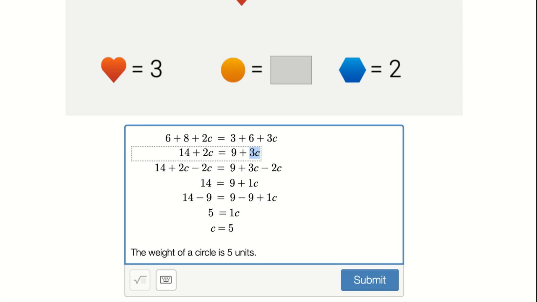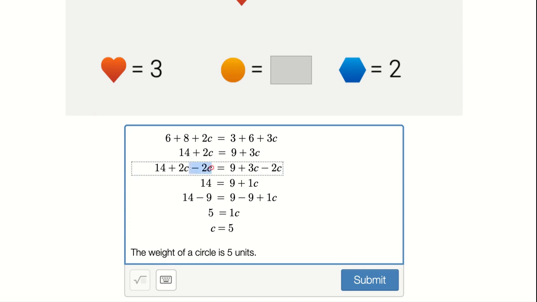After I did this, I realized I needed to collect all of my variable terms, 2C and 3C, on the same side of the equation. So I decided to collect them on the right side of the equation. So I needed to get rid of this 2C right here. In order to get rid of 2C, or make it 0, I subtracted 2C from both sides of the equation. This is the subtraction property of equality.